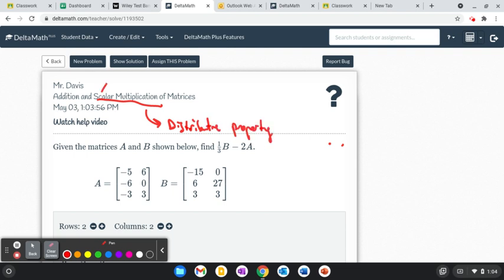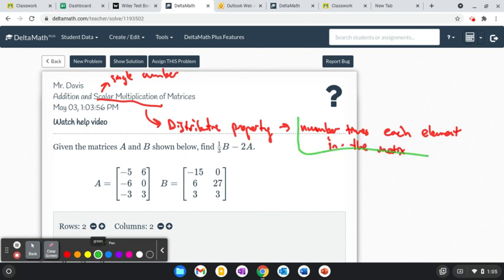A scalar is just a single number. So in matrix multiplication, you're going to multiply a matrix times a matrix, but in scalar multiplication, you do a number times each element in the matrix. And again, this is not a very difficult thing. We're just going to do a number times each element in the matrix.